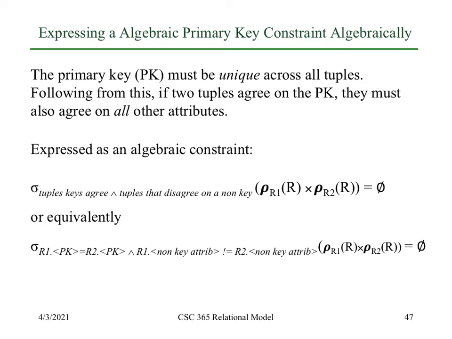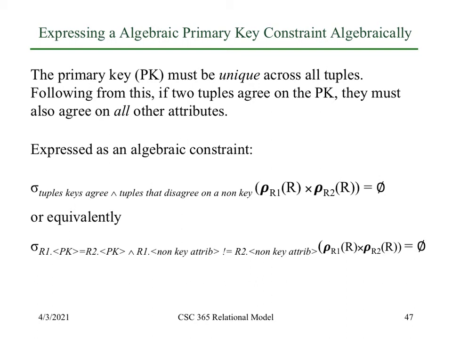I can express this by taking the relation R and taking its cross product with itself and keeping them identified separately, R as R1 and R2, using the rename operator. Then what can I do? I can check to see if the keys agree across the cross product in the two different components. And I can also check if for those tuples they disagree on a non-key.